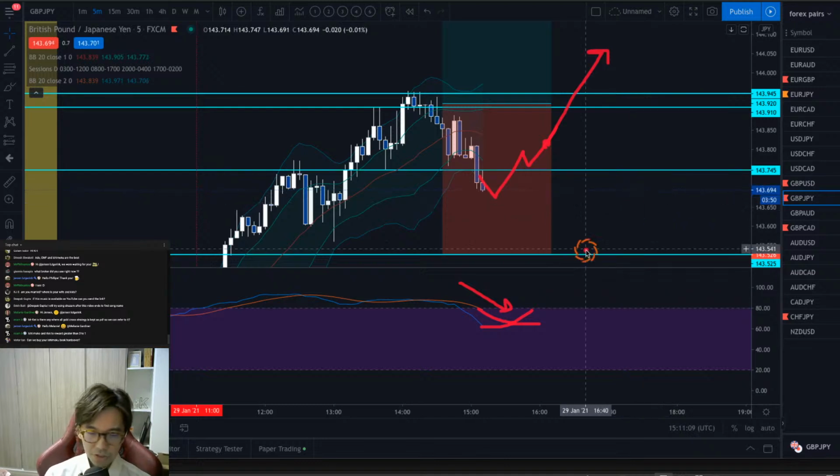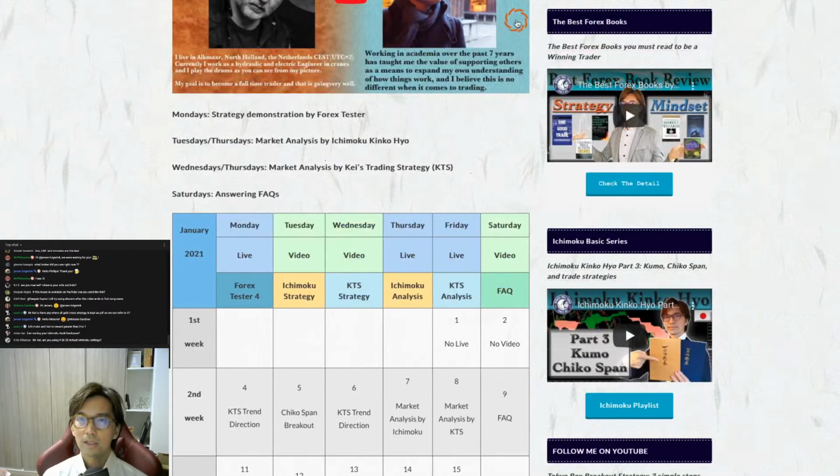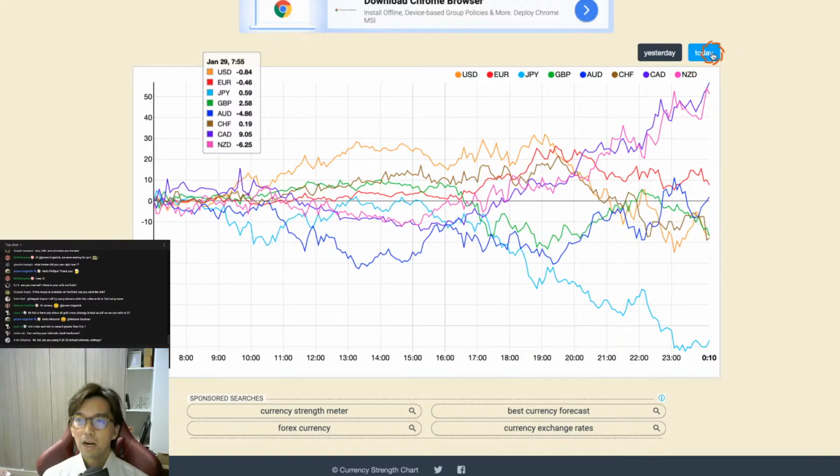I think this is due to the strong JPY. Hold on, let's see. Coming back to currency exchange chart. Yeah, so right now pound is getting weaker and JPY is sideways, and that's why GJ is going down.